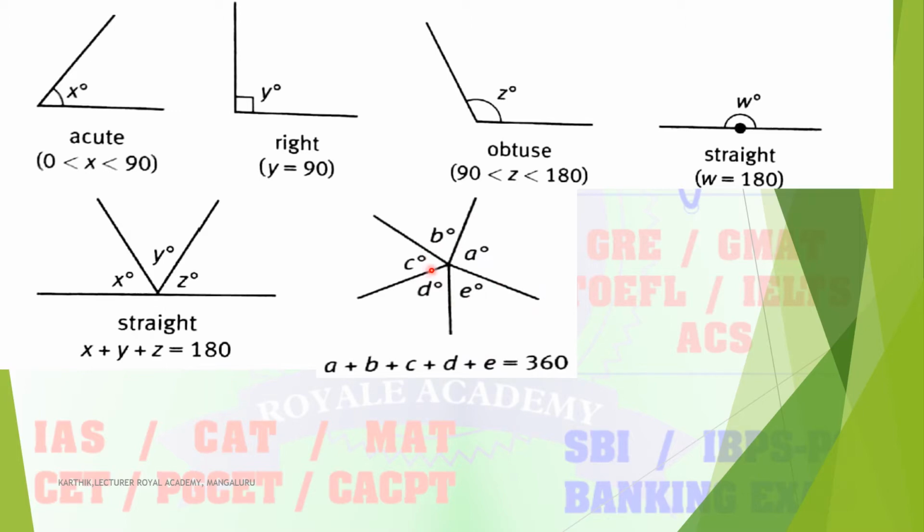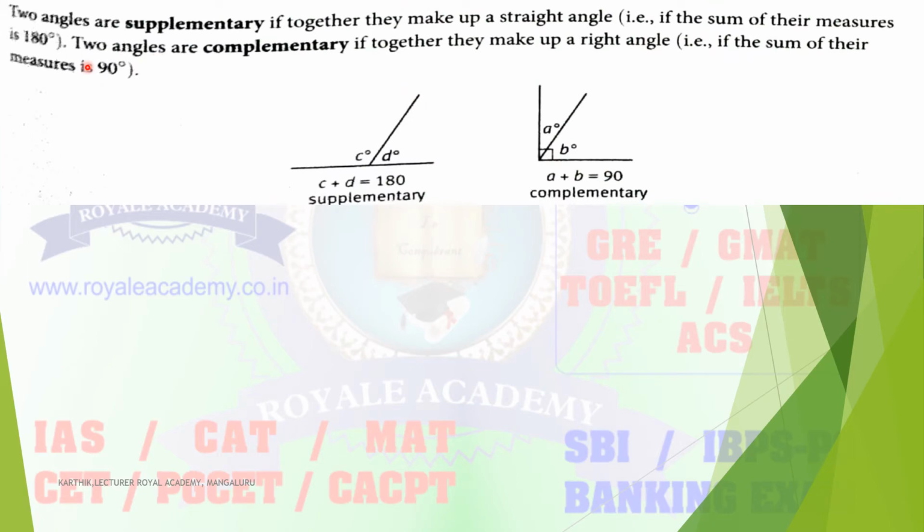Next, while adding all these angles, you will get a total of 360 degrees. 360 degrees is one full circle, and one full circle is 360 degrees. So a plus b plus c plus d plus e is a full circle, which is 360 degrees. Then we'll see what supplementary and complementary angles are.